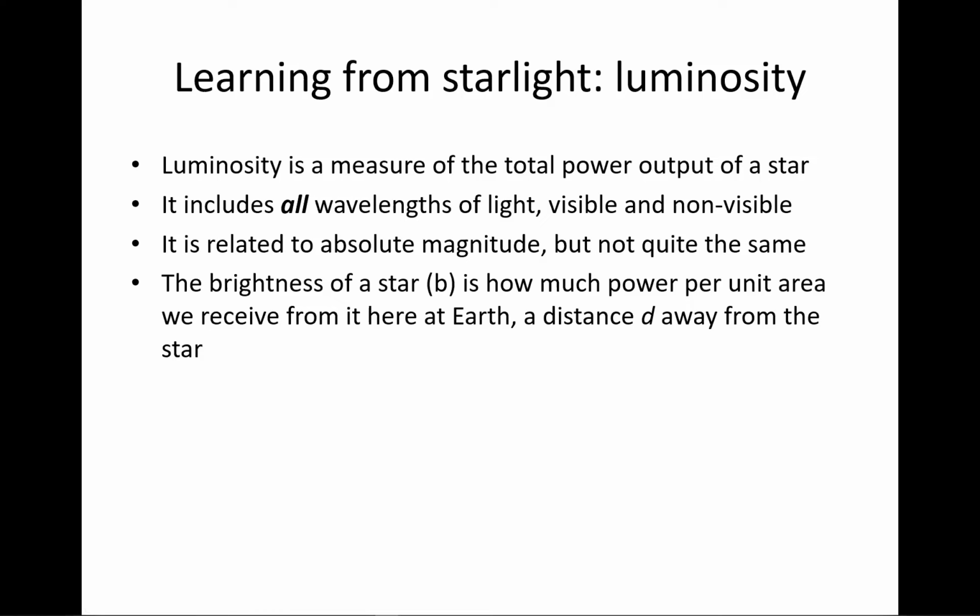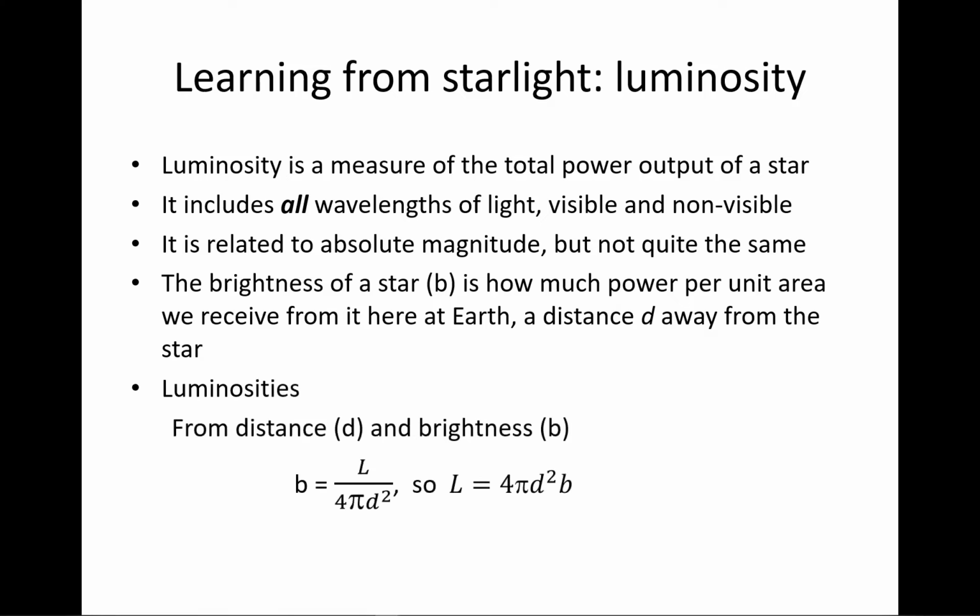The brightness of a star is how much power per unit area we get from it here at Earth. And we're a distance d away from the star. So we can set up a detector, find out how much light we're getting from it. We can have detectors that detect other parts of the electromagnetic spectrum, not just visible. For this, it might be helpful to have the detector be in space, so it'll catch the light that doesn't get through the Earth's atmosphere. But the brightness that we get is actually equal to the luminosity divided by 4 pi d squared.